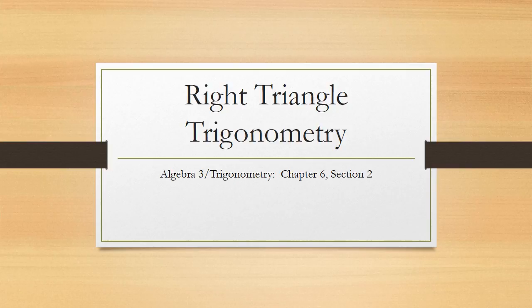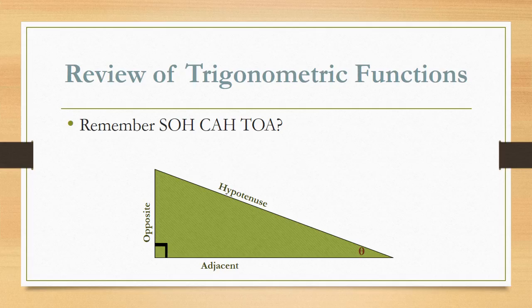Chapter 6, Section 2, Right Triangle Trigonometry. Remember SOHCAHTOA back from your good old geometry days? Well, here we have a right triangle. Theta is the angle we're focusing on. It's the one in the right corner. You see the right angle there.